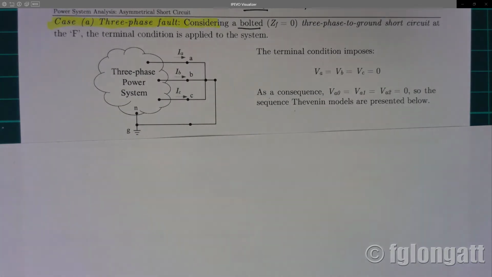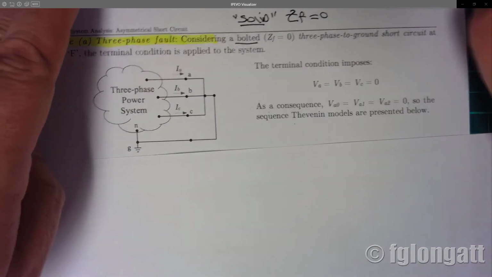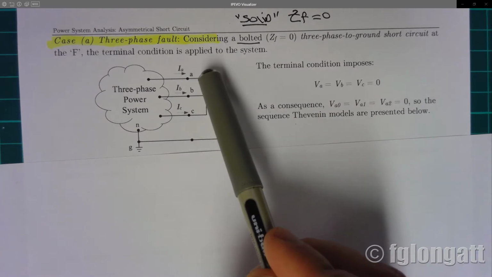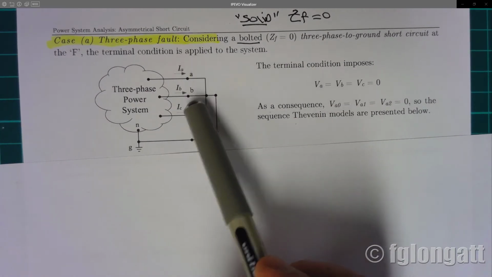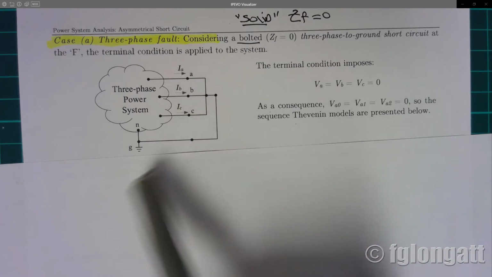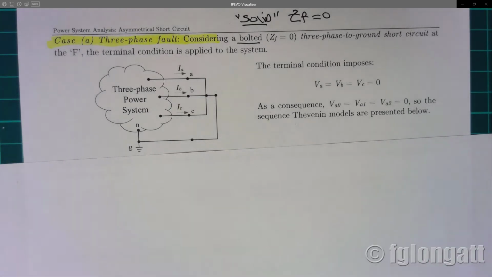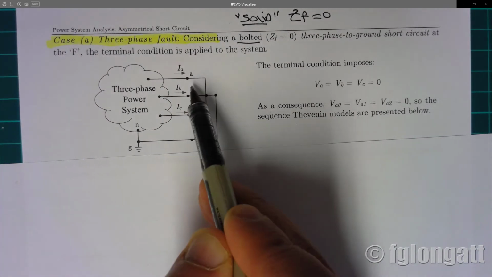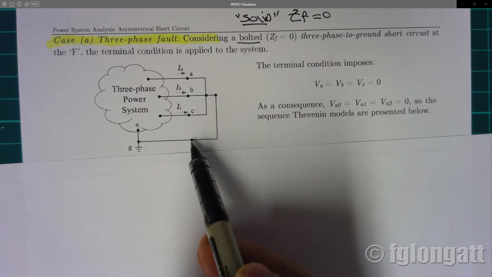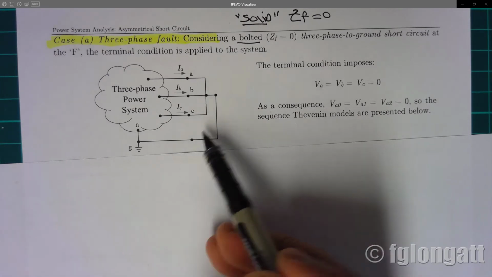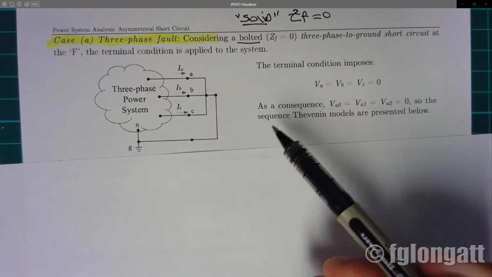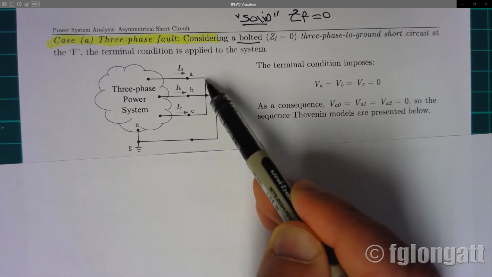Okay, let's assume that we are working with a solid or a bolted three-phase short circuit, and in this case, as you can see, we are connecting A, B, C together, and we are going directly to the reference. And what are the terminal conditions? Okay, if we take the terminals A, B, and C, and we connect them together and go to ground, the terminal condition is extremely simple because there is no fault impedance. The voltage is the same voltage as reference.